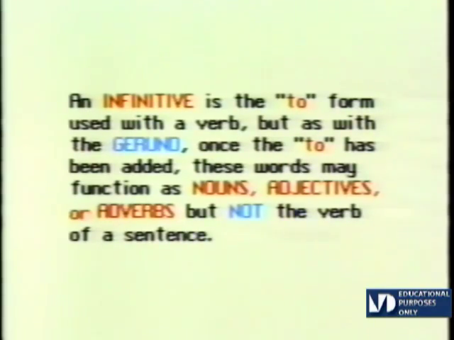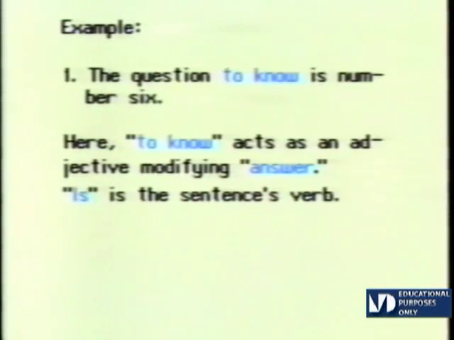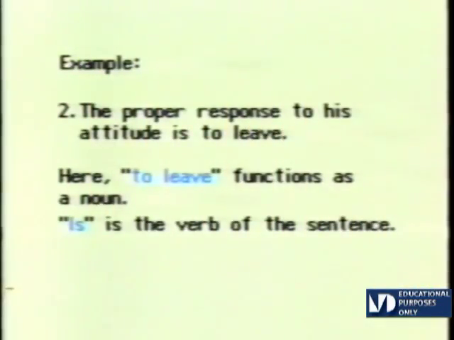An infinitive is the to form used with a verb, but as with the gerund, once the to has been added, these words may function as nouns, adjectives, or adverbs, but not the verb of the sentence. Example: The question to know is number 6. Here, to know acts as an adjective modifying question. Is is the sentence's verb.